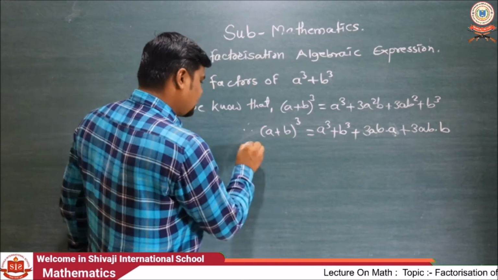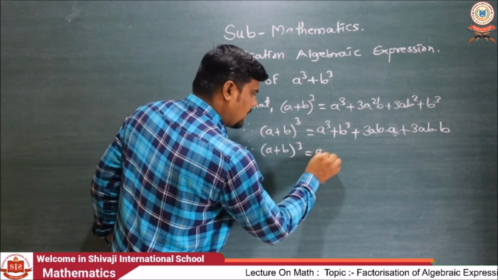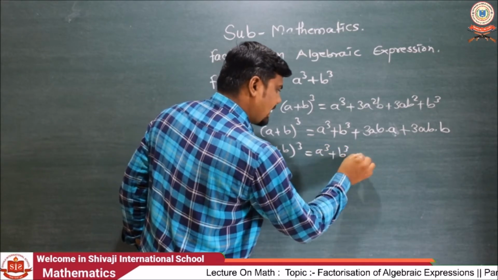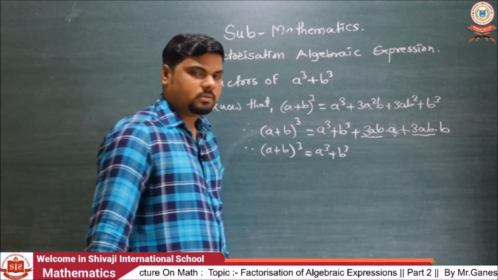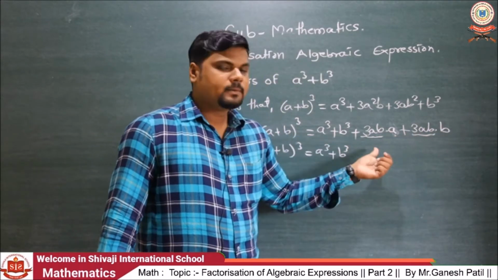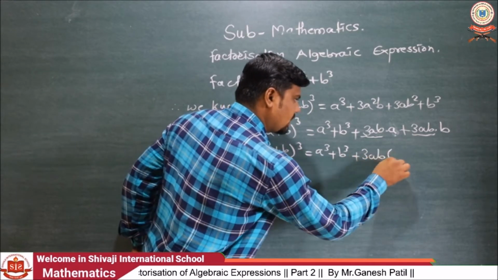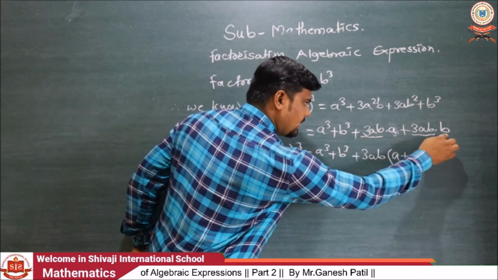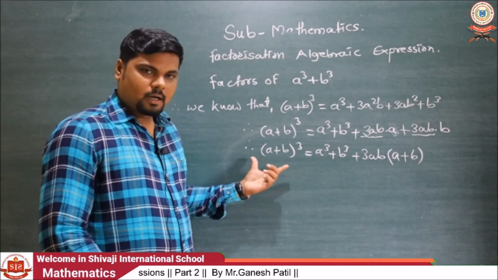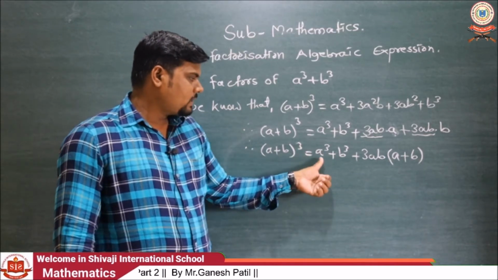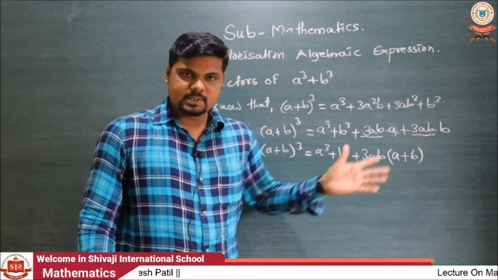Then (a plus b) whole cube is equal to a cube plus b cube, written as it is, and here 3ab plus 3ab. Both terms have 3ab, so 3ab is common; we can take it out, and the remaining is a and b. Now we have (a plus b) whole cube is equal to a cube plus b cube plus 3ab in bracket (a plus b).